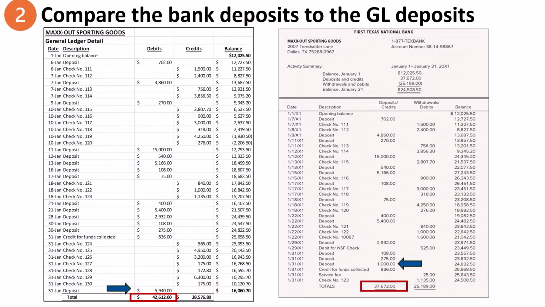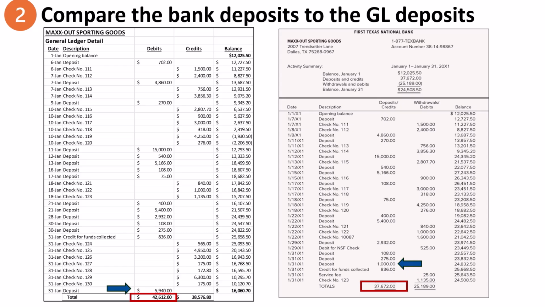As we continue comparing the deposits, we're still looking for the remaining $1,000 difference between the bank statement and the general ledger. Scanning the deposits listed on the bank statement, we find the $1,000 deposit dated January 31st. However, when we look through the general ledger detail, we do not see a corresponding $1,000 deposit recorded in the company's books. Whenever a transaction appears on the bank statement but not in the accounting records, the next step is to investigate the source of the transaction.